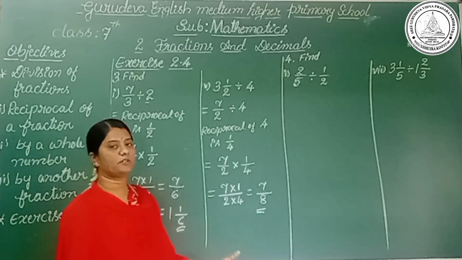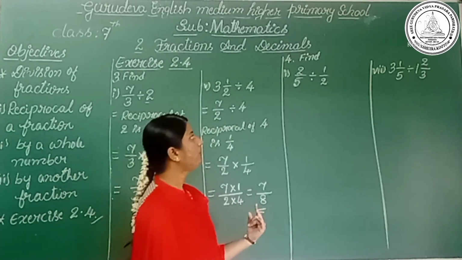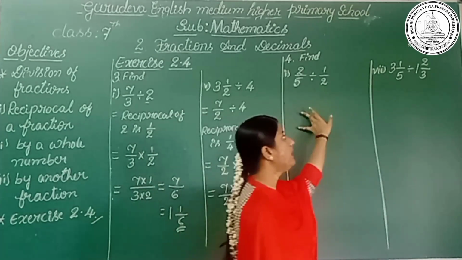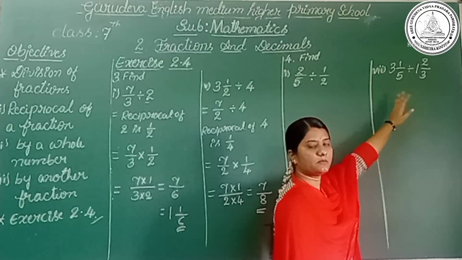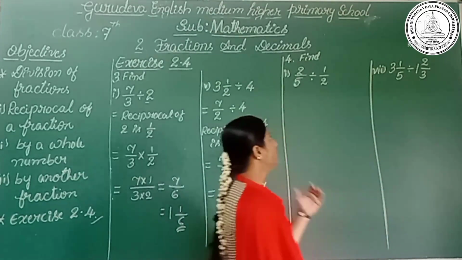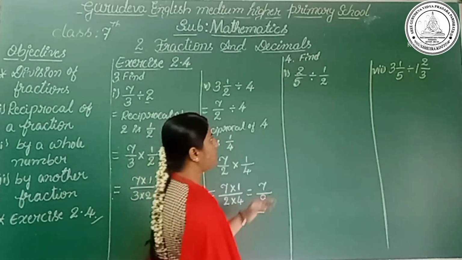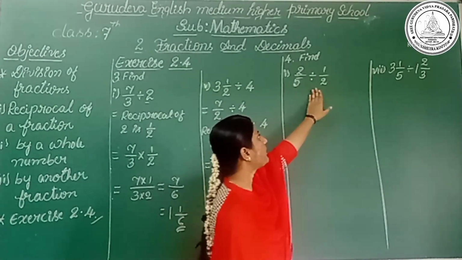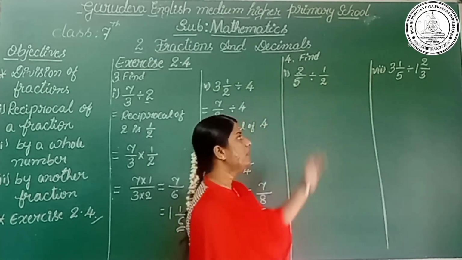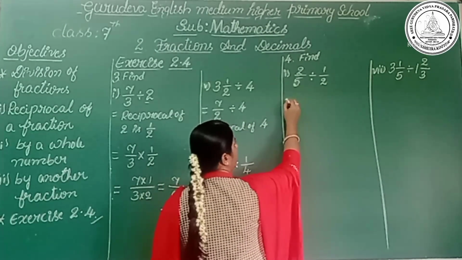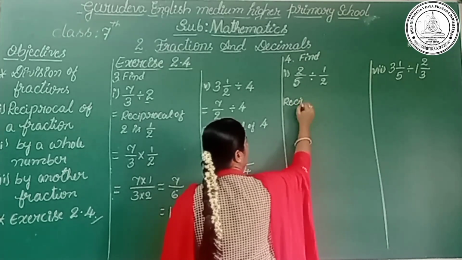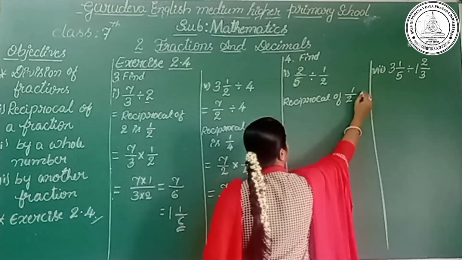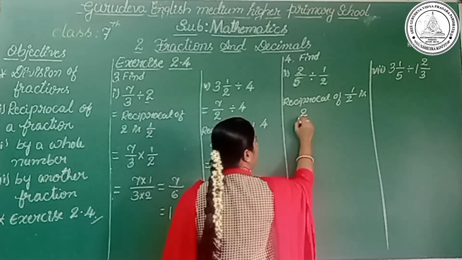Okay. Then let's go to solve the fourth main. So in the fourth main also, they have given the division of a fraction by a fraction and the division of a mixed fraction by a mixed fraction. Okay. So let's solve here. So the first one is 2 by 5 divided by 1 by 2. So you have to take the reciprocal of 1 by 2. Okay. So let's take here the reciprocal of 1 by 2, which is 2 by 1.